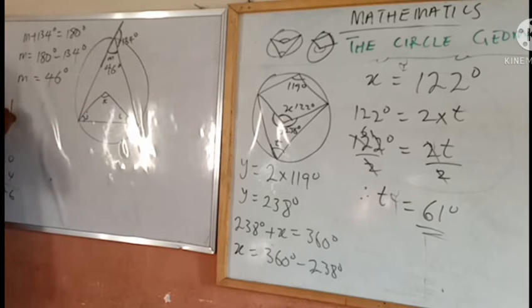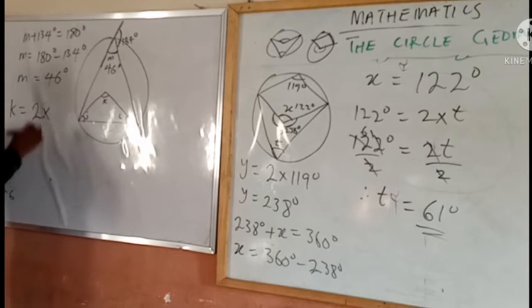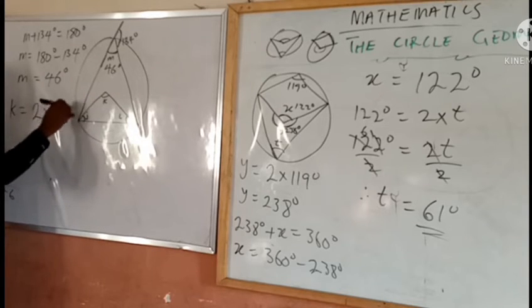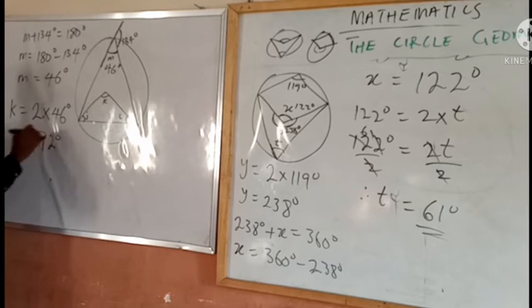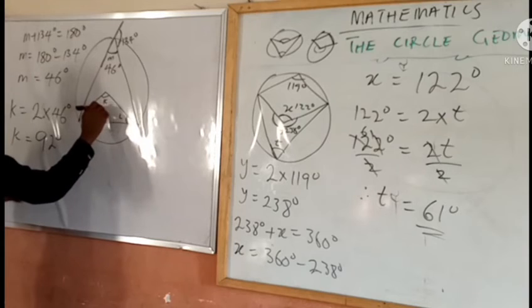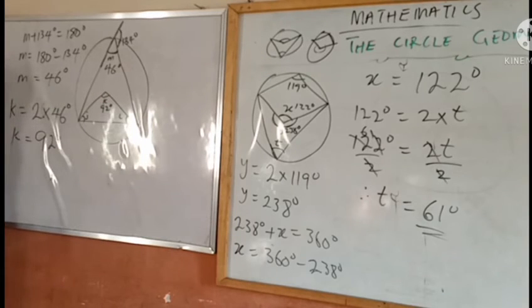That is, angle at the center, K, is 2 times whatever value we have at the circumference. And we can see at the circumference we have the value of 46. So that is 2 multiplied by 46 degrees. So K this time around gives the value of 92 degrees. So K is equal to 92 degrees. It is also better I position my value here. K is 92 degrees. Now the rest is to get J and L.